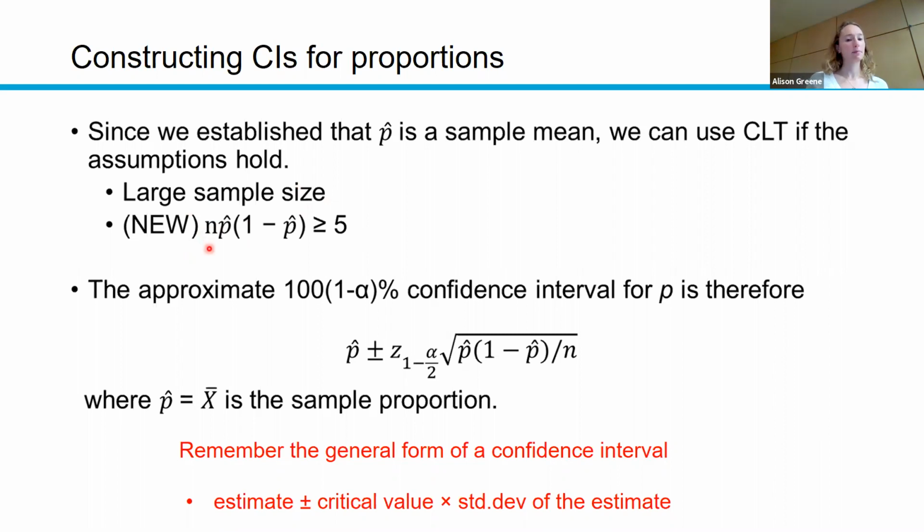So you want your sample size times p hat times the inverse of p hat, 1 minus p hat, to be greater than or equal to 5 in order to be comfortable with your findings and say that you have valid assumptions. So the confidence interval for a proportion, the formula is here. The only difference is we're putting in p hat for the parameter and then the standard error of p hat instead of the standard error of the mean.